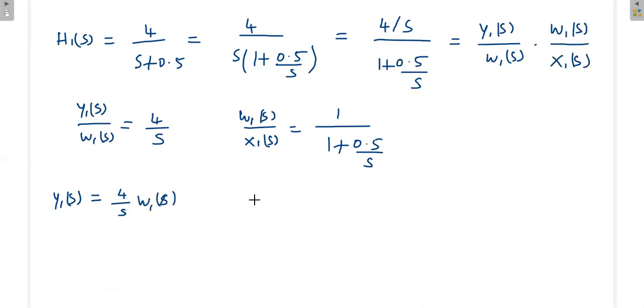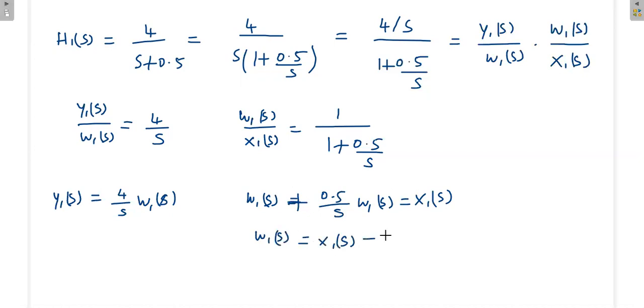Again, cross multiplying this, we get W1(s) plus 0.5/s W1(s) is equal to X1(s). But here we need W1(s) with respect to X1(s) and W1(s), so we'll just modify this. W1(s) is equal to X1(s) minus 0.5 divided by s W1(s). Now we have the equation for Y1, that is the output side, and also the equation with respect to the input side.